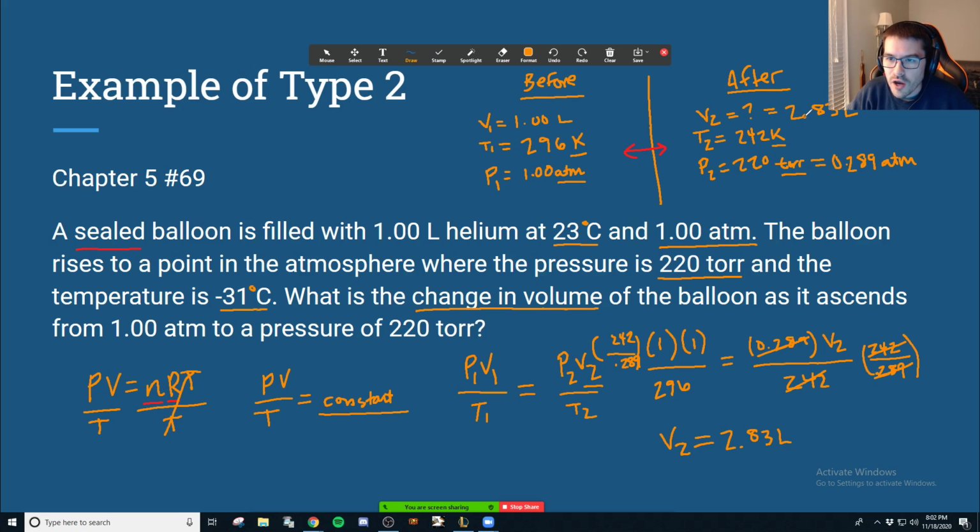Now, be careful. You've done 99% of the job here, but the question is asking you, what is the change in volume? The change in volume, delta V. How much does the volume change? Well, that would be 1.83 liters. Or you could write this out in a sentence. You could say, the balloon expands by 1.83 liters to a total volume of 2.83 liters, something like that. Just be a little bit careful. Make sure you're answering exactly what the question's asking for.